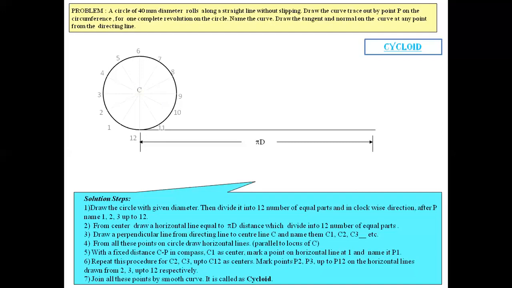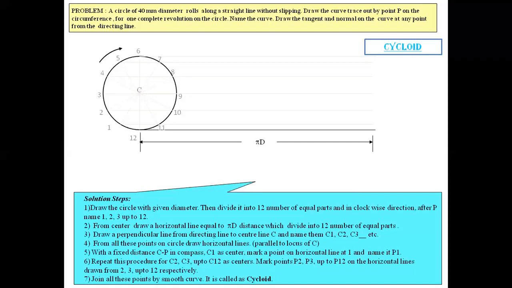After that, from all these points on the rolling circle, draw straight lines parallel to the pi d line, like this, point 6 parallel to the pi d line. Point 5 to 7, draw the straight line parallel to the pi d line. Points 4, 8, 3, 9, 2, 10, 1, 11 and 12 are also drawn parallel to the pi d line or straight line. After that, the pi d line means the straight line.